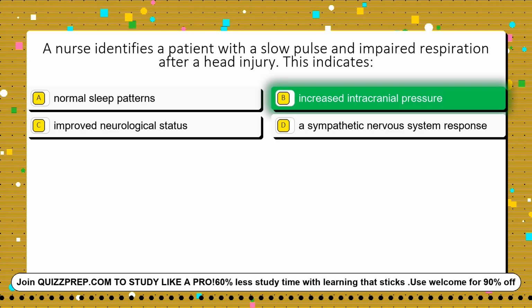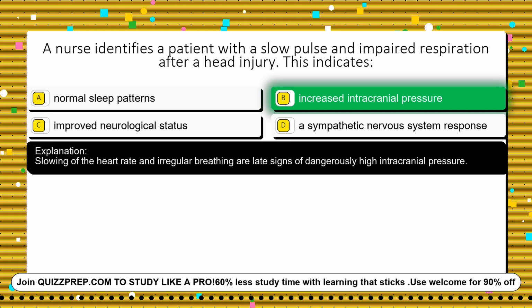The correct answer is option B, increased intracranial pressure. Slowing of the heart rate and irregular breathing are late signs of dangerously high intracranial pressure.